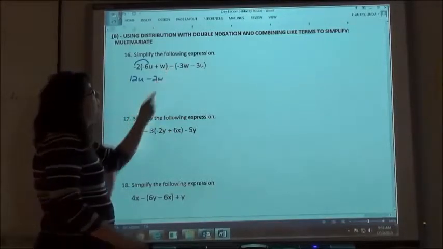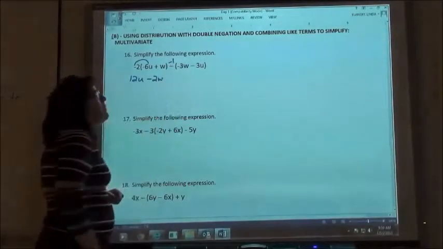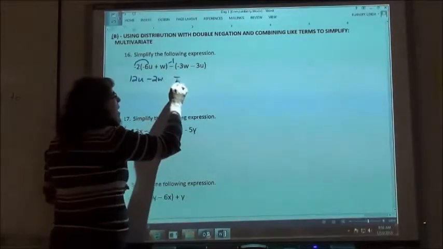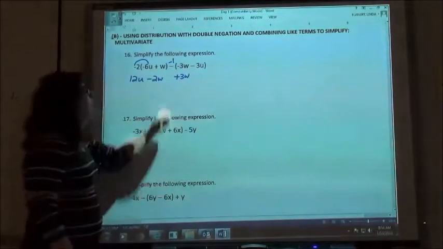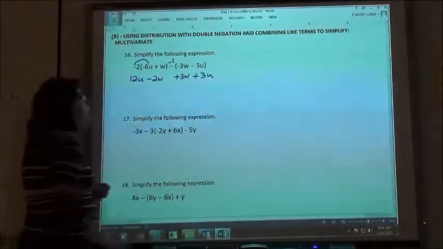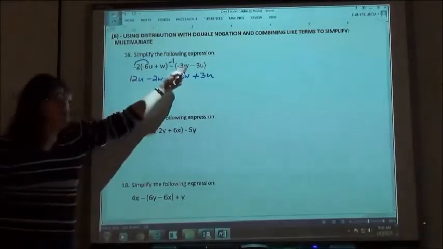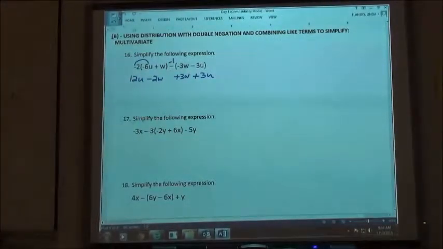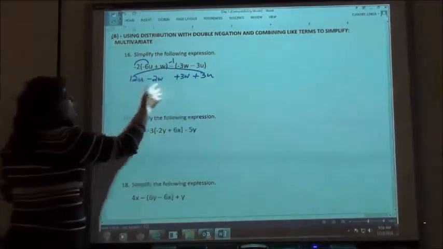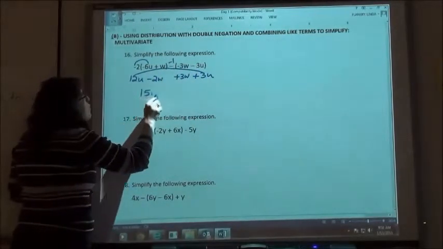Here again, I have to think about that as multiplying by a negative 1. But we know a negative times a negative gives me a positive 3w. Negative times a negative, positive 3u. So I did my distributive property here, my distributive property there. Now I'm going to combine my like terms. So I have a 12u plus a 3u. 12 plus 3 would give me 15u.